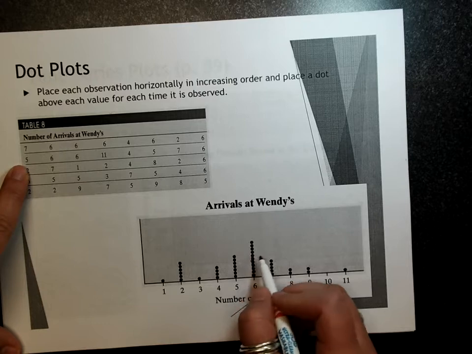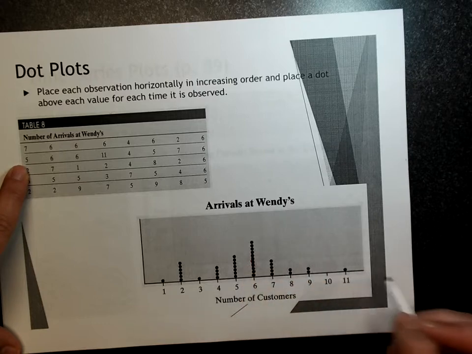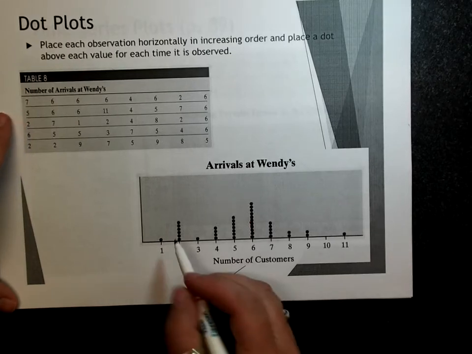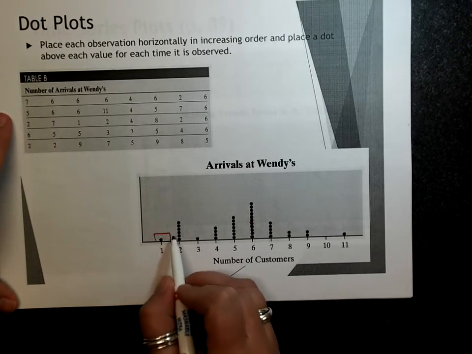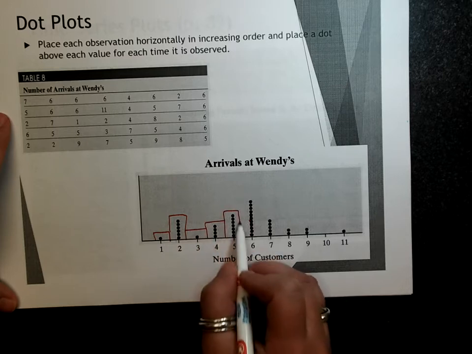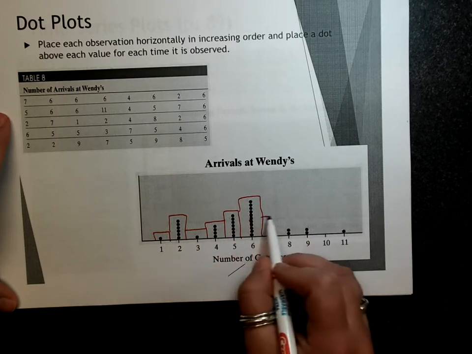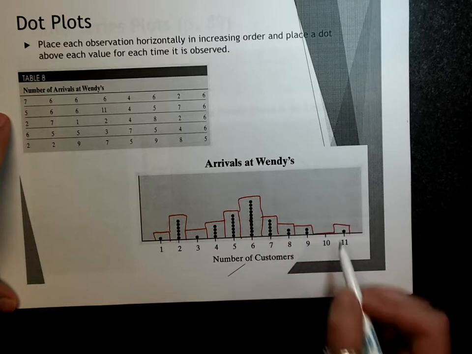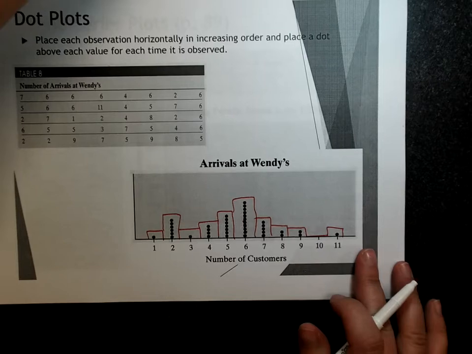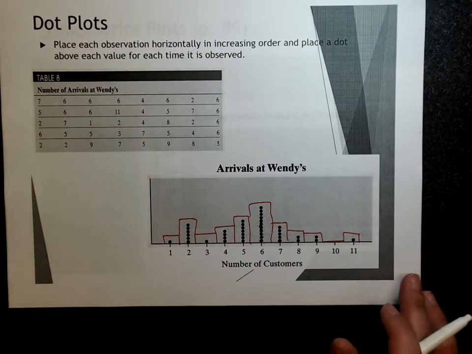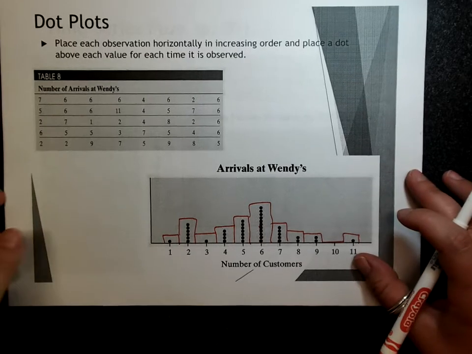5, 6 again, 6 again, 11. And we just keep putting dots at every value. And it kind of gives us our histogram roughly. So it's a quick way to roughly get a histogram of our data. So without being too fancy, it just kind of gives us that rough visual of what we're looking at, and that's called a dot plot.